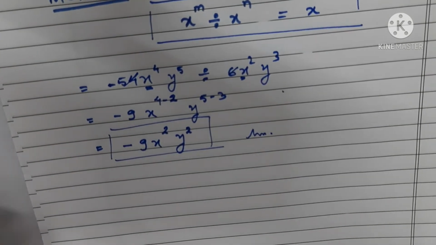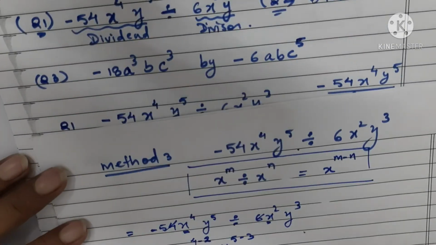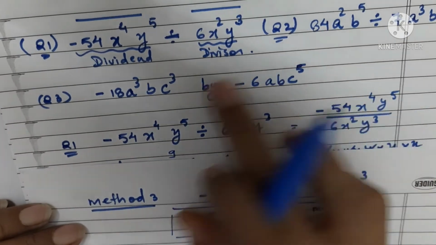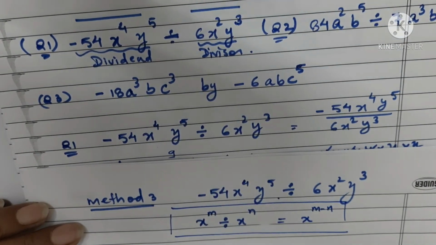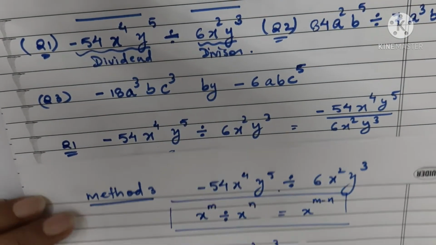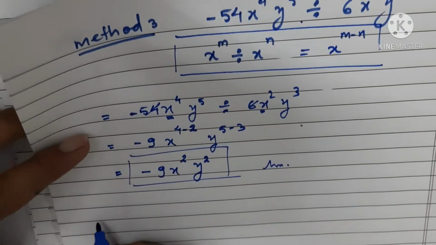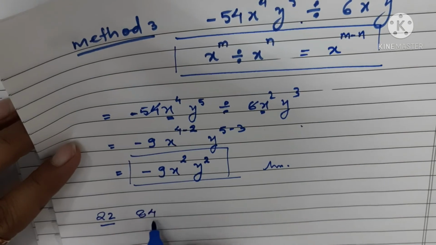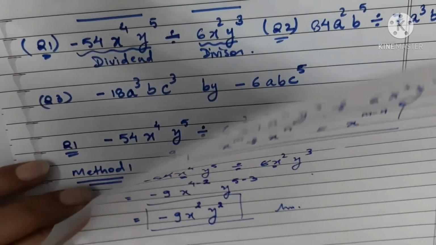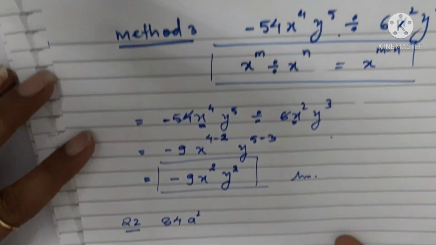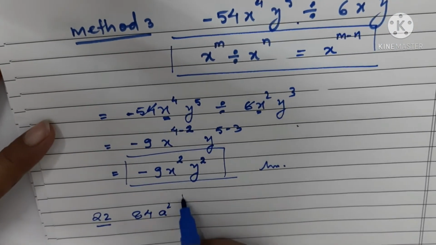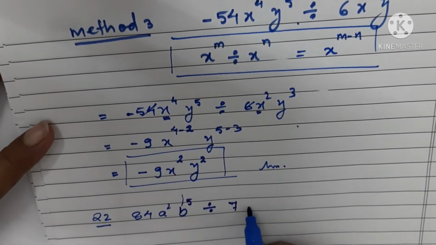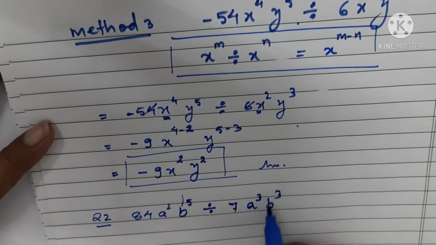Now I am going to do the rest of the questions. Since we started with the question, 3 questions were there. Now these 2 questions we will do only by the third method, that is by using the law of exponent. So let me show you how to do it. Say question 2 is 84 a square b to the power 5 divided by 7 a cube b cube.